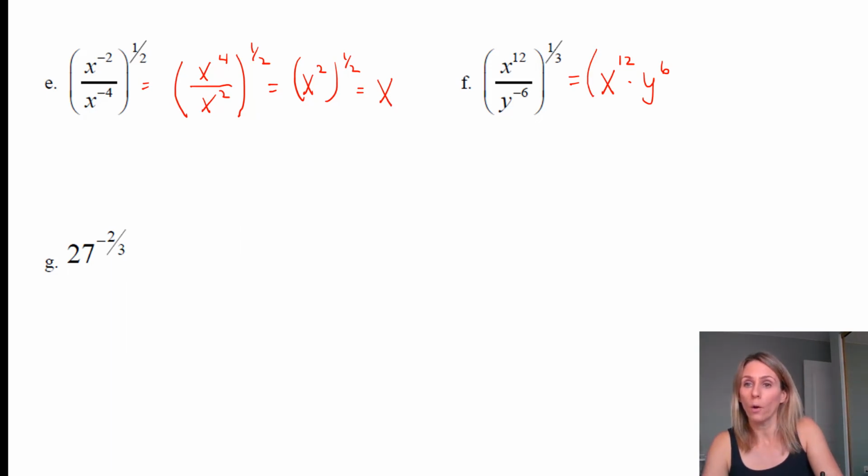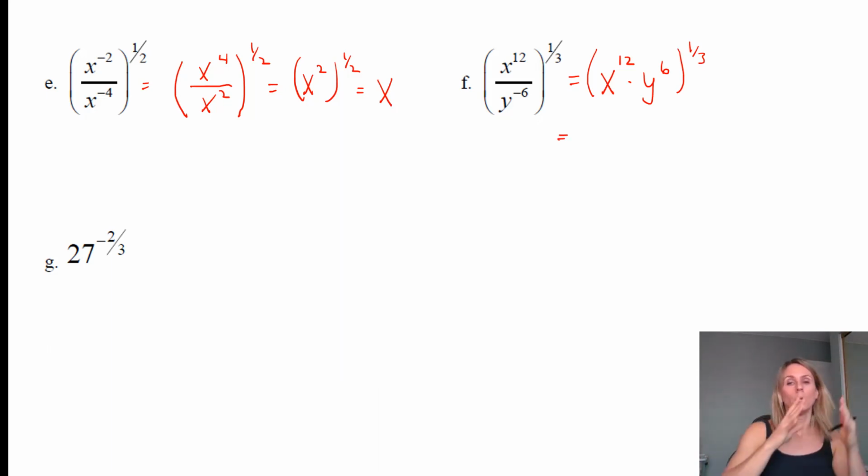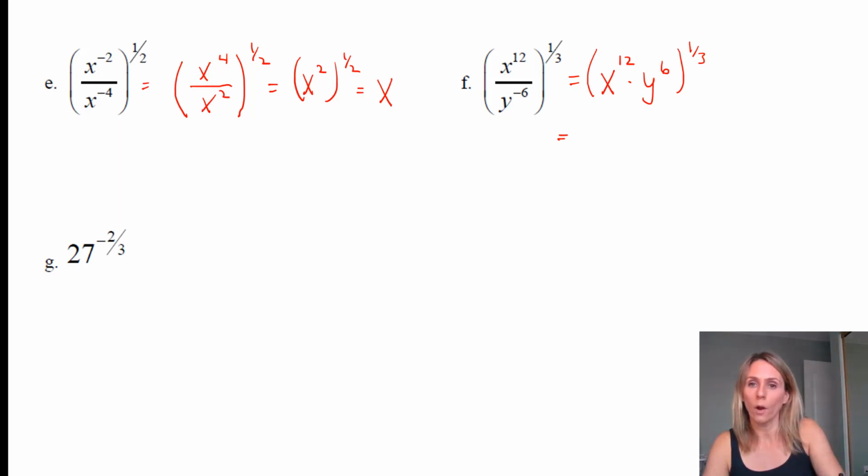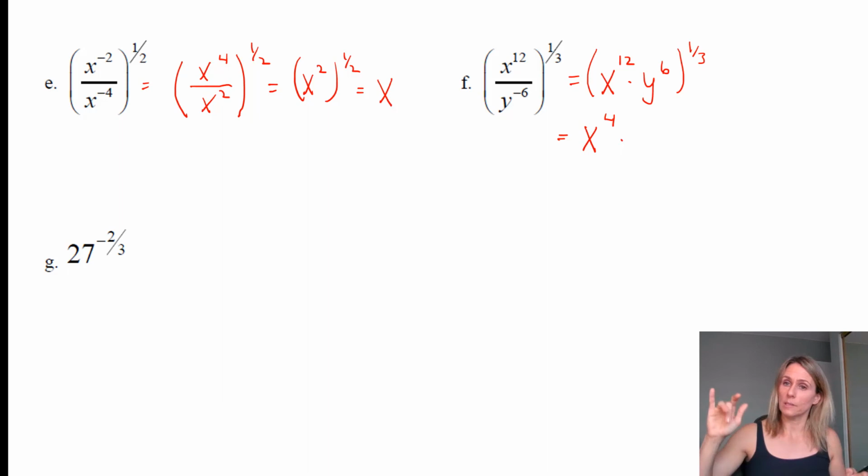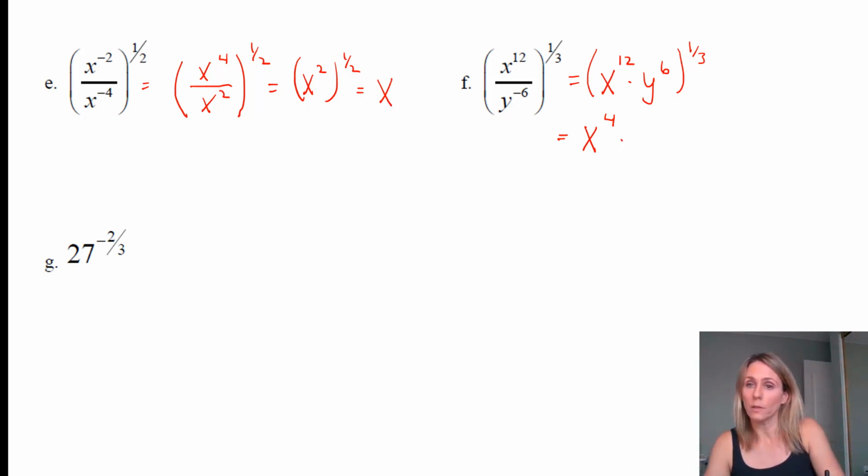But I don't want to forget, I also have this whole thing raised to the 1/3. As we saw, we've got two things multiplied together. They both have exponents. Raising them to another exponent, all we need to do is multiply those exponents. So in our situation, we have x to the 12 times 1/3. 1/3 of 12 is 4. We have y to the 6th raised to the 1/3. Multiplying 6 times 1/3 is 2. Can't do anything else. We have an x and a y, so then we're done.